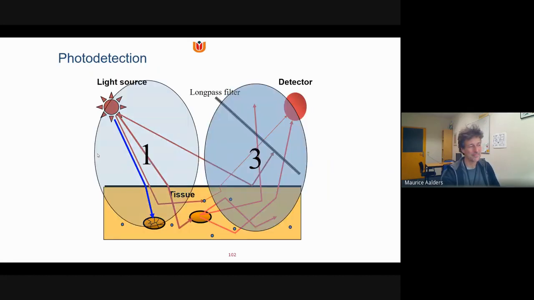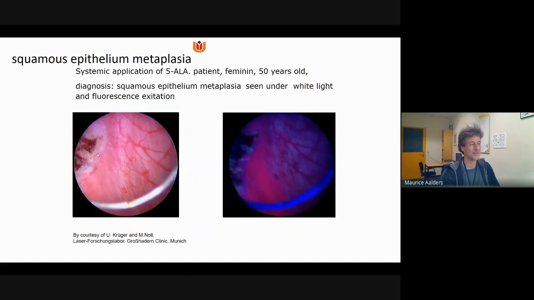That's that part. And then the detector, well, still moving. Then you get something like this. So here, this is the white light inspection in the bladder. And here you can see the accumulation of protoporphyrin in the tumor, in the bladder, illuminated with blue light. The blue light is filtered out because of the long pass filter in front of the camera. And then you can nicely see a high contrast image of the tumor, which is otherwise quite hard to see if you have to inspect a large area.